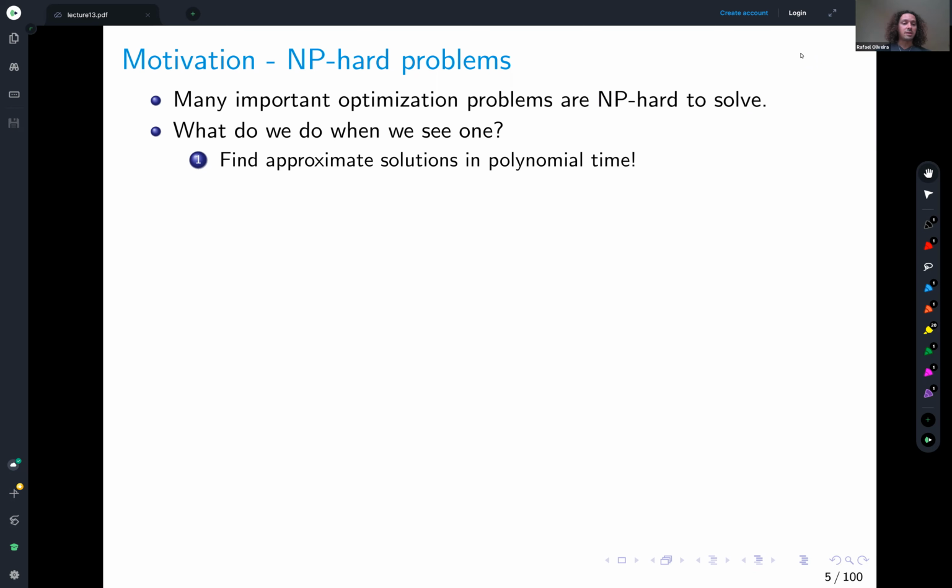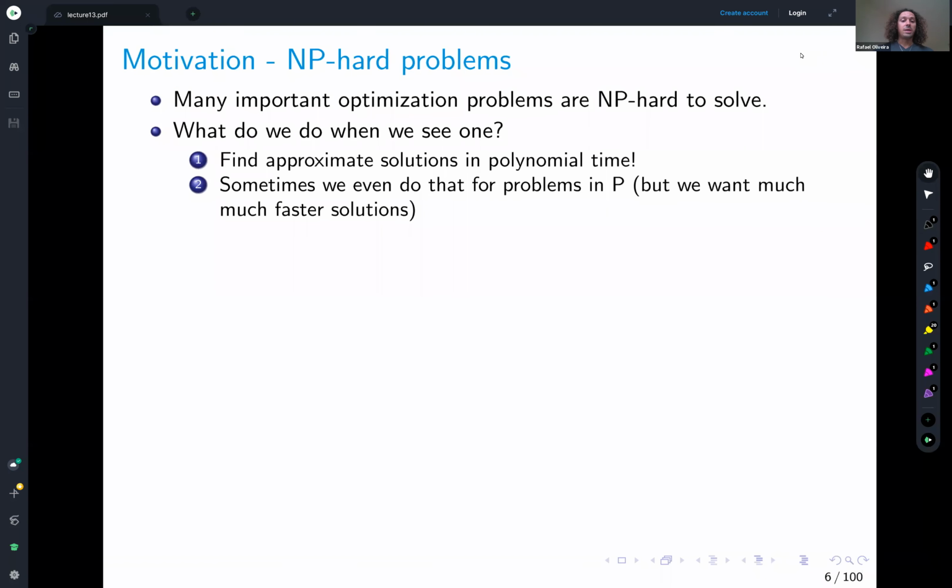So suppose that we have an optimization problem which is NP hard. What do we do when we see one? We want to find approximate solutions to those problems in polynomial time. And sometimes we even want to do that for problems in P that we know how to solve in polynomial time. In this case, we want much faster solutions. The problem is in P, but maybe it takes a long time to run the code. What we'd like is to give up on the best solution and get a solution that's almost best, but we can find it much faster.